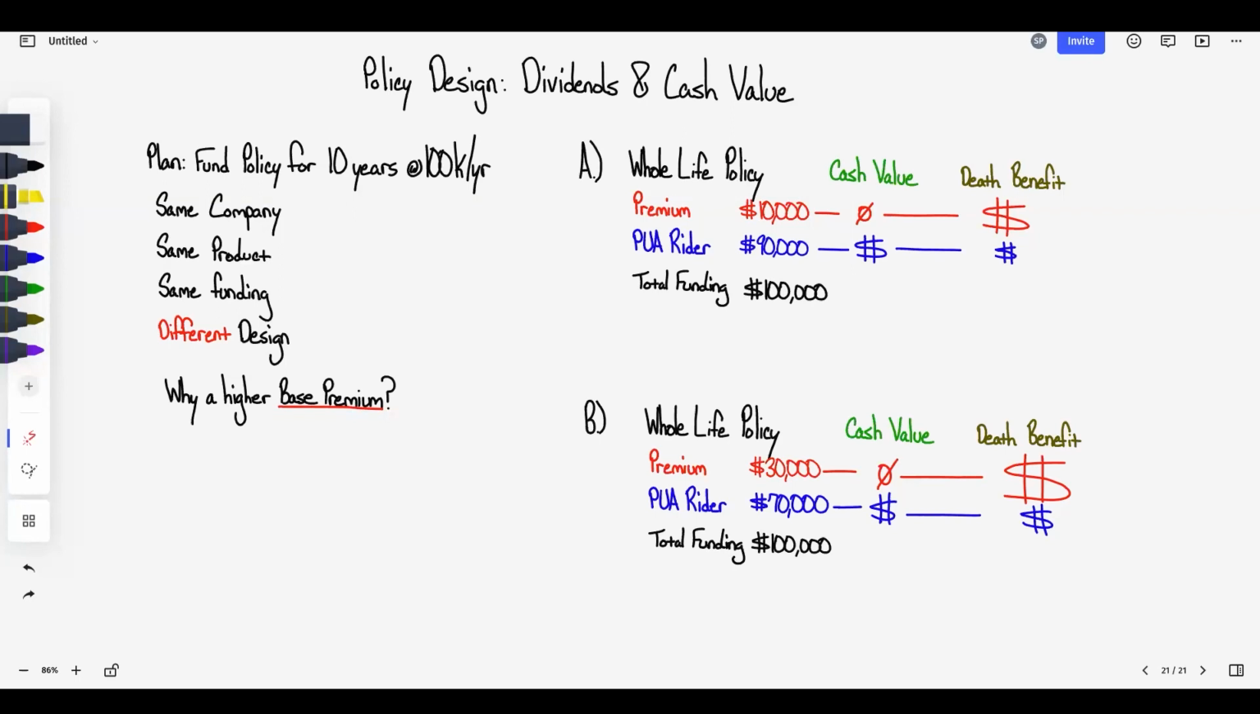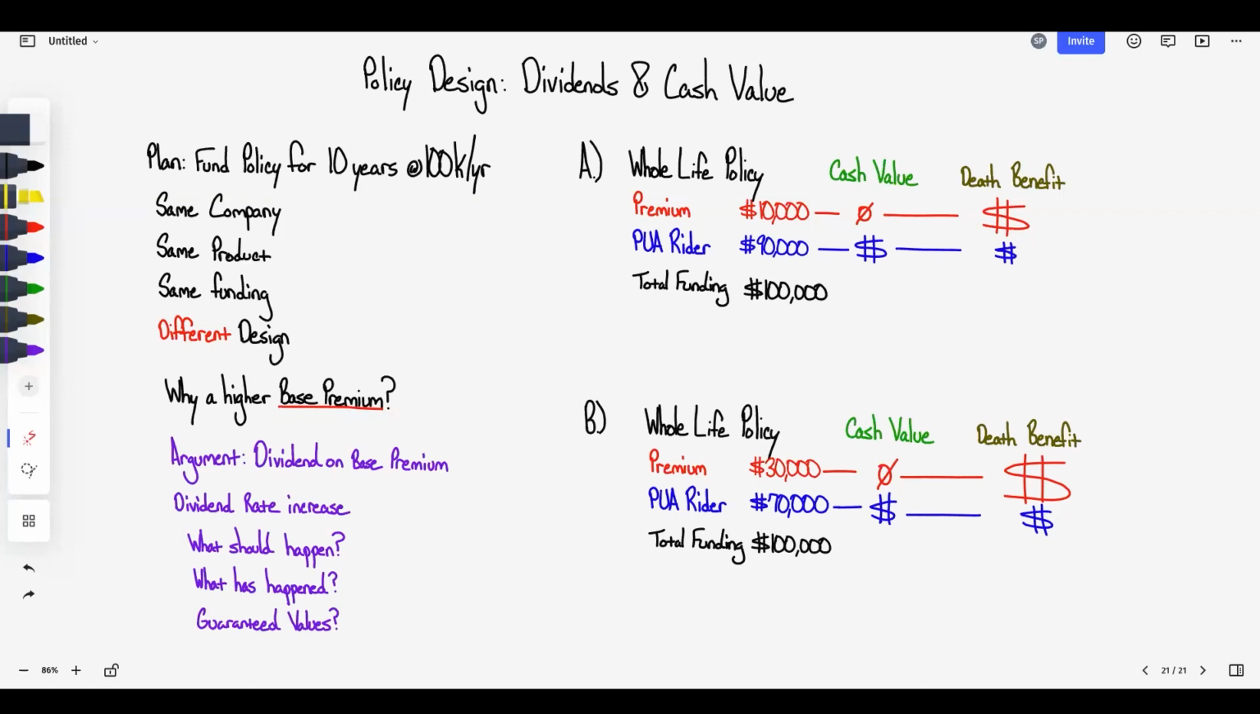At least I do not believe that's the main reason why individuals push higher base premiums. An argument we've heard for a long time is because of how the dividend works, particularly on base premium dollars. So we're going to talk about what should happen, what has happened, and the guaranteed values, not in that order. But the argument, again, has to do with how dividends are applied to base premium dollars. Because when you look at dividends and how the insurance company will apply them, you will see a different dividend applied to base premium dollars and PUA dollars.